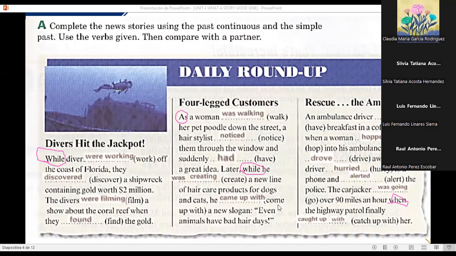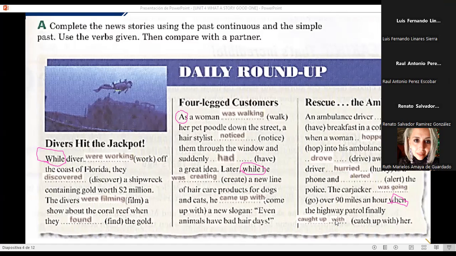Two more minutes. Ah, good, excellent. Okay, good. Please, the rest of you, write one sentence in the chat. I'm sure your sentences will be different.